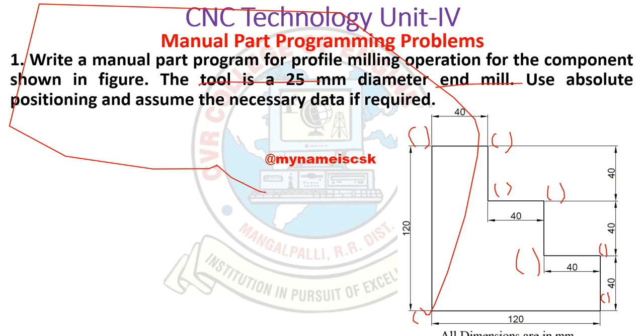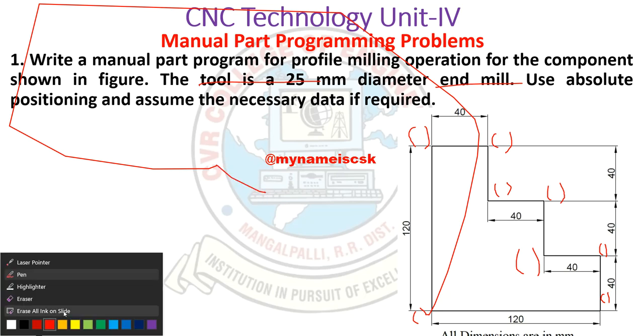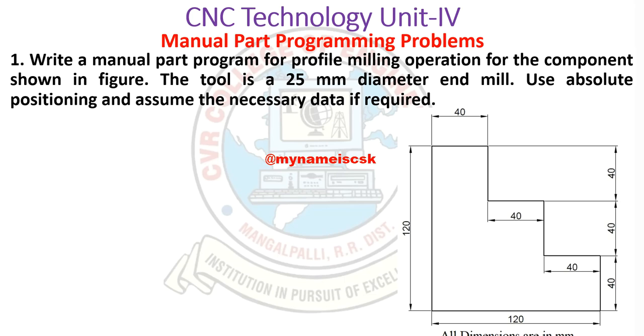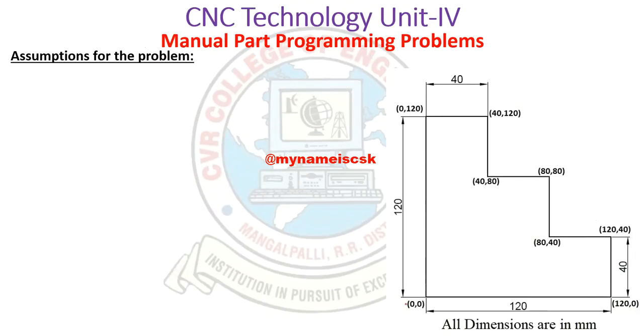In this part programming, we have to write the coordinates like 0 comma 0, 120 comma 0, where x is 120 and y is 0, then 120 comma 40, 80 comma 40, 80 comma 80, 40 comma 80, 40 comma 120, 0 comma 120. Then you have to write all these x coordinates and y coordinates. So it is absolute, so everything is with respect to the origin.